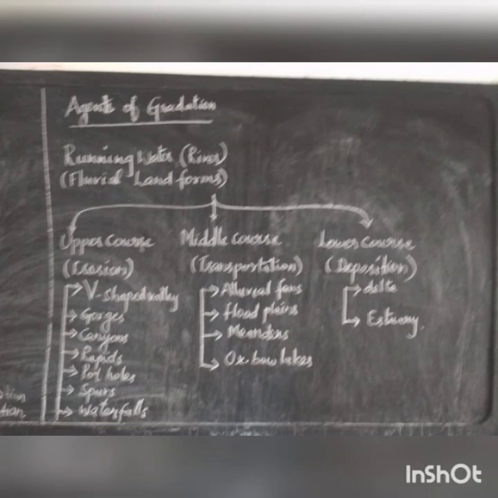The next one, depositional landforms of river. First one, alluvial fan. A fan-shaped deposition made by the river at the foothills is called an alluvial fan. Flood plain. Fine sediments are deposited on river banks when a river floods. These sediments make the region rich and fertile. This is called a floodplain.